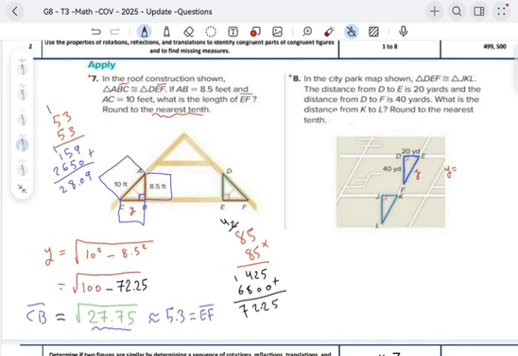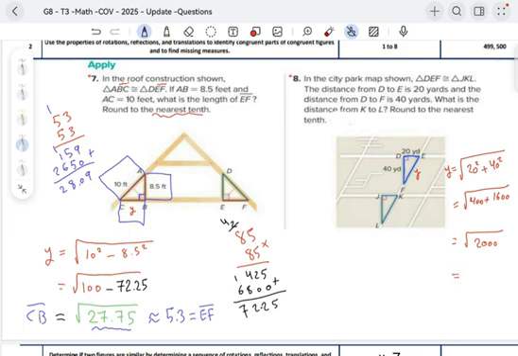The measurement for y, the hypotenuse, the longest side length, is equal to the sum of the smaller two squares. 20 squared plus 40 squared. This gives us 400, and this gives us 1600. If we add them together, we're gonna have 2000, the square root of 2000.